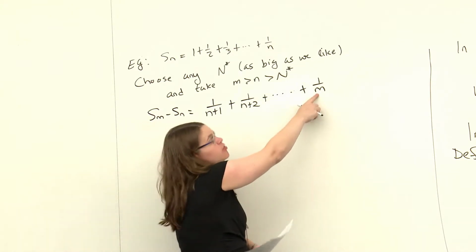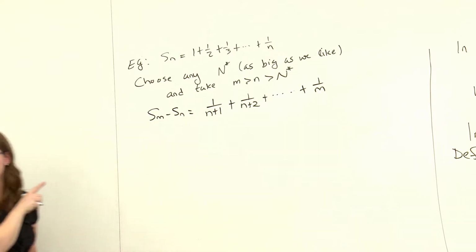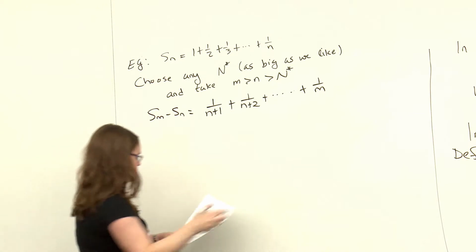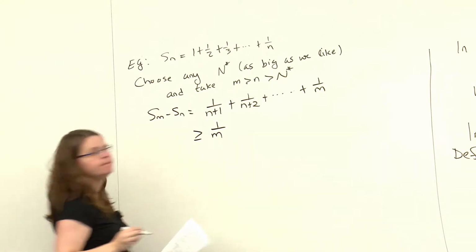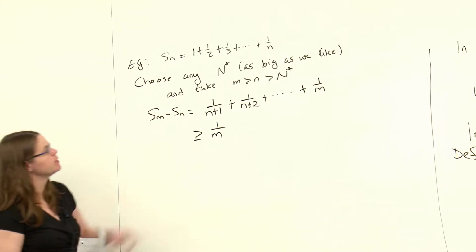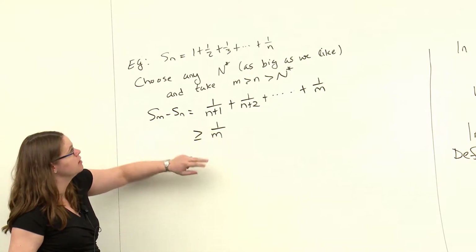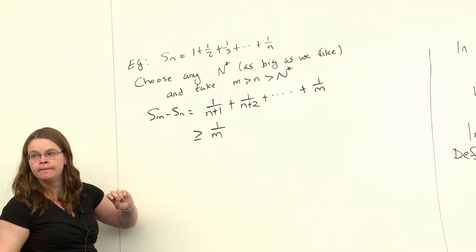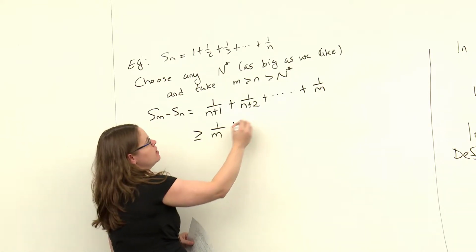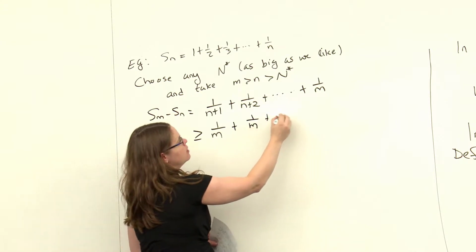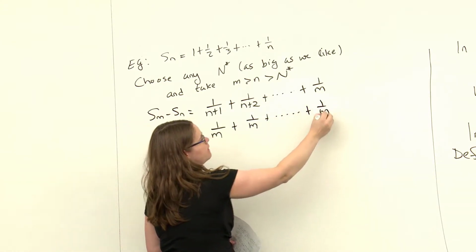Okay, so m is the biggest of these denominators, yes? So that means that this term is bigger than 1 over m, right? m is bigger than n plus 1, so 1 over m is less than 1 over n plus 1. Same with this guy. Same with this guy.